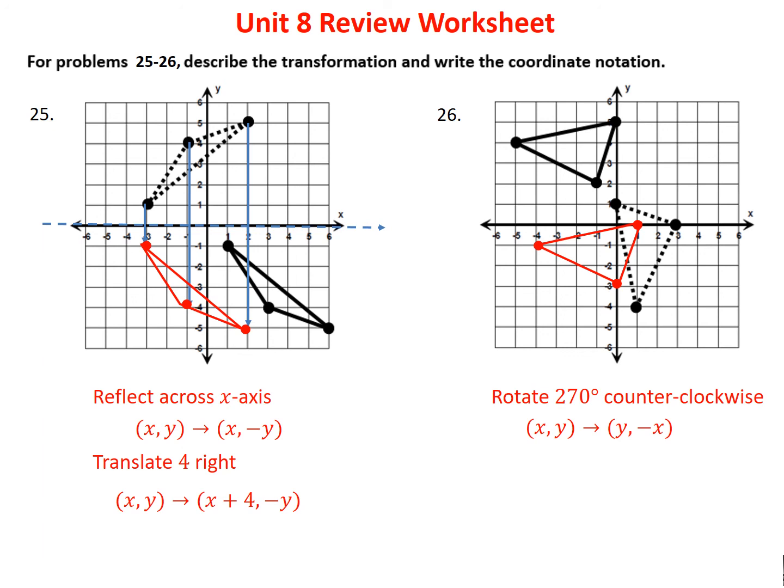(x, y) goes to (y, minus x). Now notice I need to go up 1 left and up 5. So when I add that to here, there's my final answer, (y minus 1, negative x plus 5).